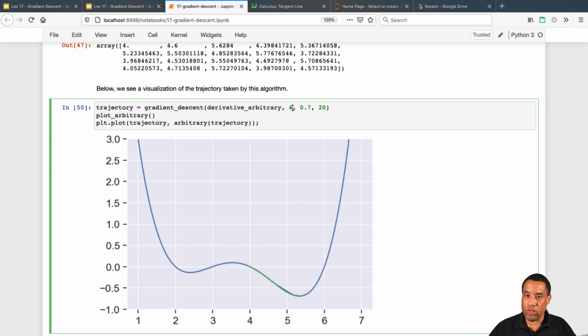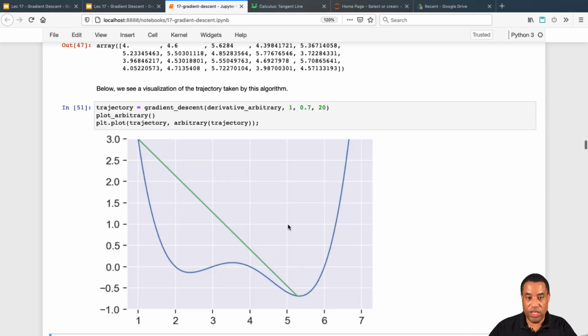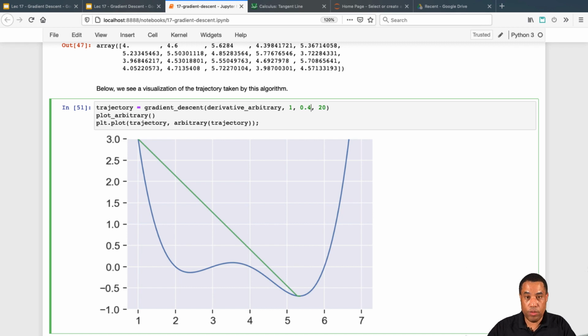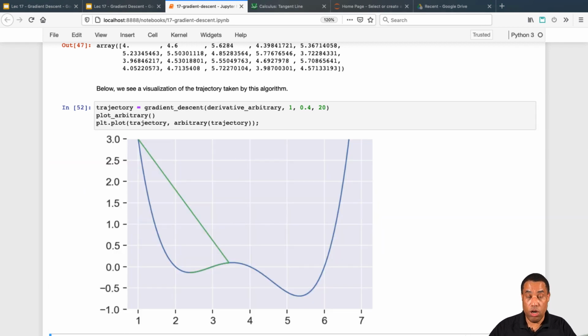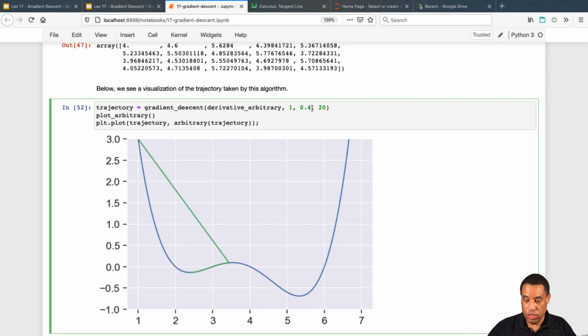Now, what about our initial guess? What if we started at, say, 1 instead? Well, here we can see actually we find it very quickly. What if we were to try a value like 0.4? Oh. So this is one of the challenges that we can have. And we'll come back to this in a moment. But here what we've ended up doing is we've ended up finding the wrong minima. We found a local minima and not our global minima instead.